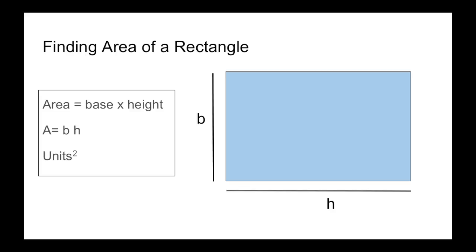When solving for area for a rectangle, you have to know the base and the height of the rectangle. When in an equation, the letters b and h are used, b standing for the base and h standing for the height. When the base and the height are multiplied, that will give us the area of the rectangle. Area is measured in units squared. This is very important to have in your answer when solving for area.